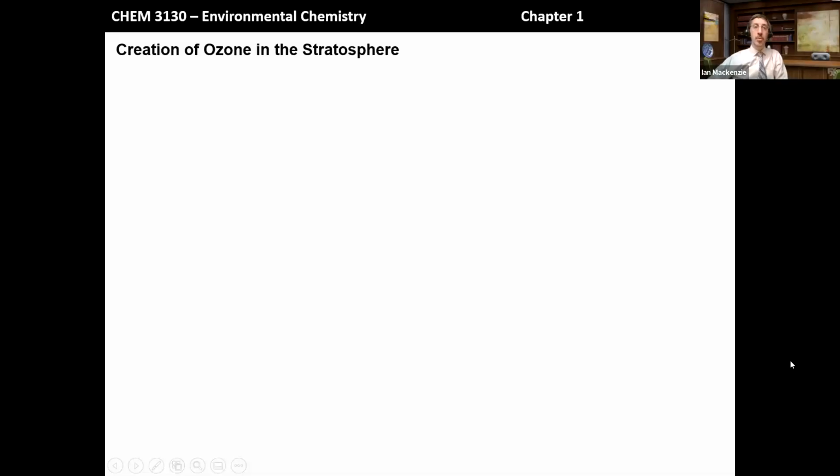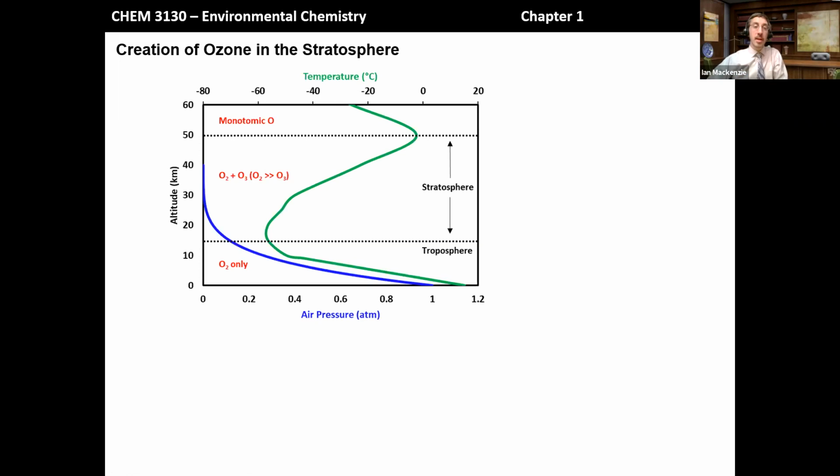Well, now we come to the real meat of chapters 1 and 2 on stratospheric chemistry, and that's really our discussion on the creation and destruction processes for ozone in the stratosphere. Now we'll start with the creation of ozone in the stratosphere, and it'll be helpful to refer back to an earlier scheme that illustrates the air pressure and temperature inversion that occurs in the stratosphere.